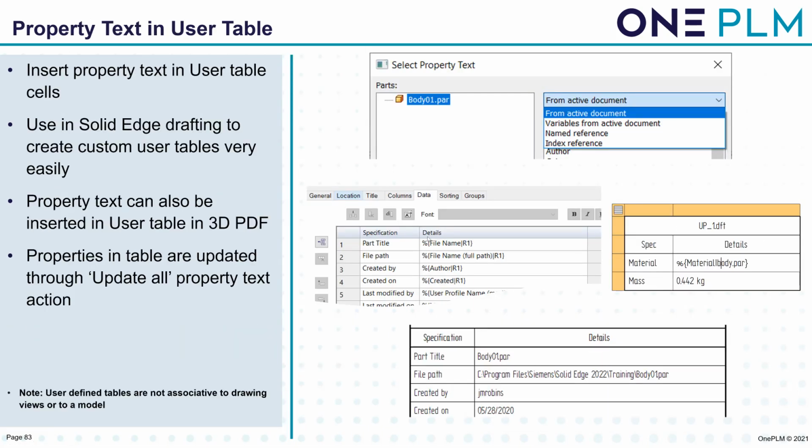Property text in user table. So this inserts property text in user table cells. So we can go and create manual values in there. So useful for our drawing frames maybe. Used in drafting to create custom user tables very easily. Property text can be inserted in user table in 3D PDF. Properties in table are updated through the update all property text action that we've got available.